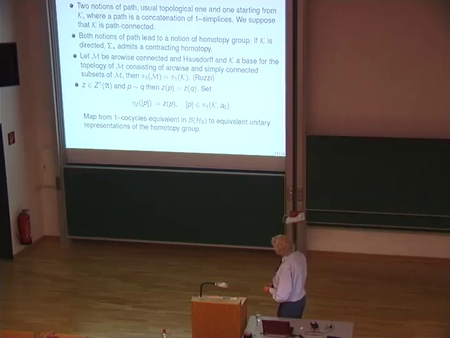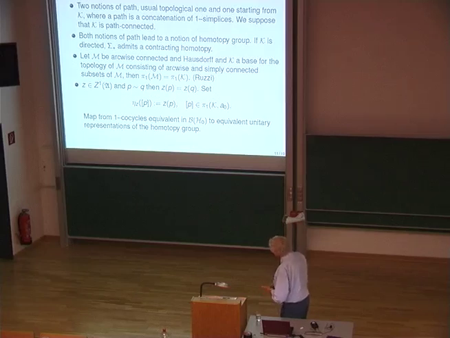In the obvious way, one simplices is an interval, an ordered interval. I will always suppose that this K is path connected, as is the case for regular diamonds. And both notions of path lead to a notion of homotopy group. So you can have a homotopy group defined for M and a homotopy group defined for K. I mean here the first homotopy group, the fundamental group. And there is a result which connects these two. If you start with a space-time manifold which is arcwise connected and Hausdorff, and if K is a basis for the topology of M and consists itself of arcwise and simply connected subsets of M, then the two homotopy groups coincide.